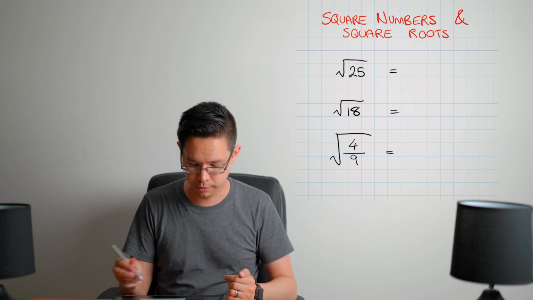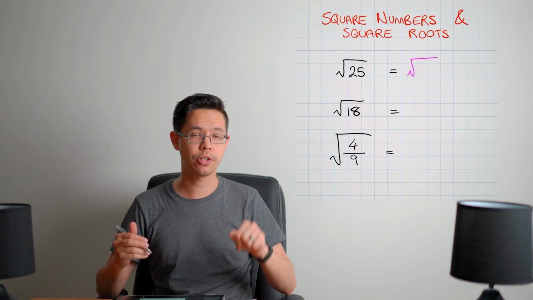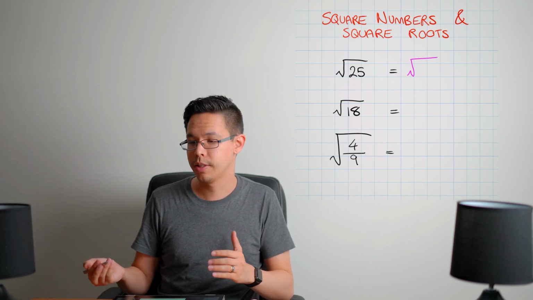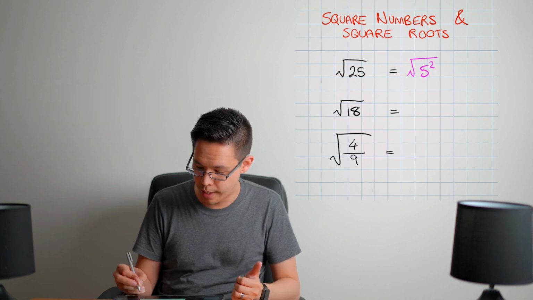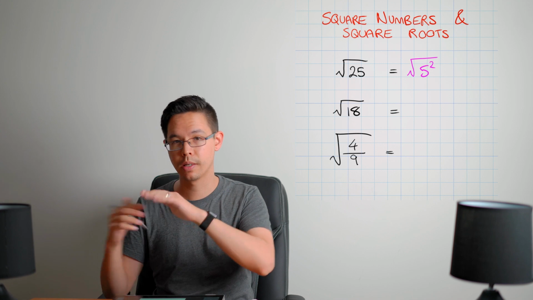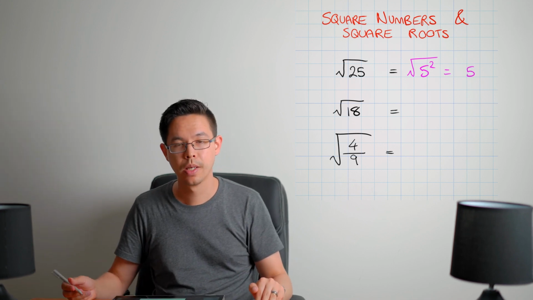Square root of 25. Well, I can rewrite 25. 25 is actually a square number. 25 is basically 5 times itself, so it's 5 squared. And we know that a square root and a square cancel out, so my answer is just going to be 5. Let's do the next one.